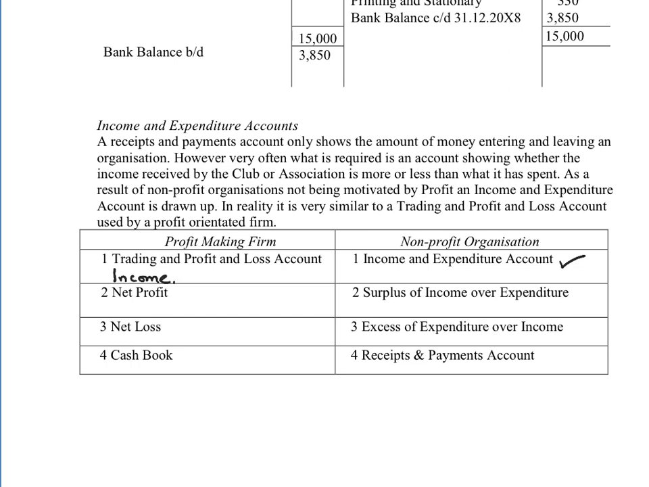We also talk about, instead of net profit, a surplus of income, which is money coming in over money going out.